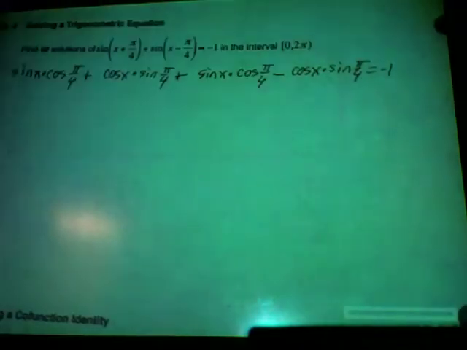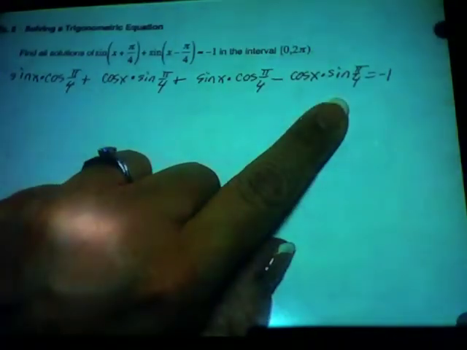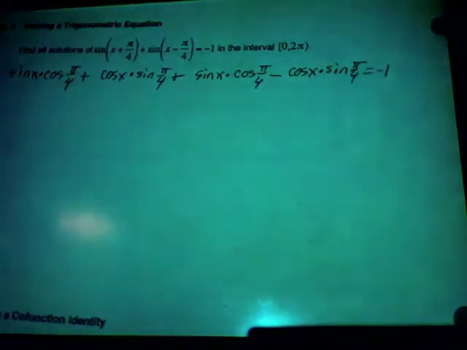Is it not negative pi over 4? Say that again? Is it not negative pi over 4? No. She asked, is it negative pi over 4 here? No. That negative doesn't affect it. Now, which one of these can we replace with something?